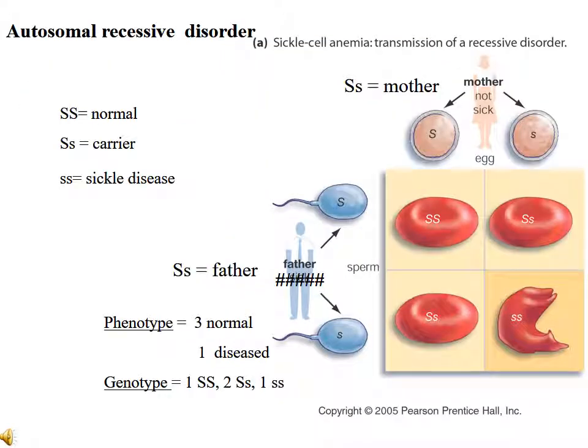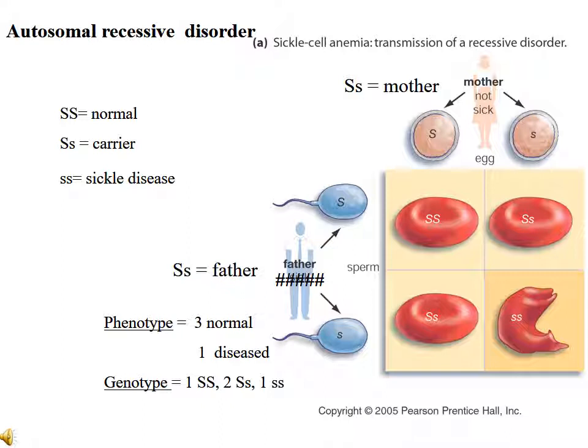Let's look at the autosomal recessive disorder using sickle cell as a model. To your left, you can see the genotype and the phenotype. 2 big S's, normal. Big S, little s, carrier. 2 little s's means 2 little recessive genes coming together, and you get sickle cell disease.